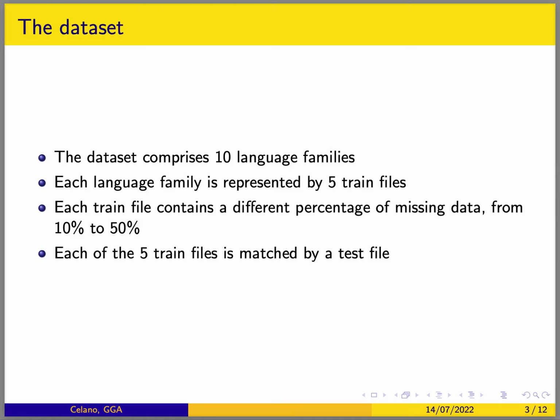The dataset comprises 10 language families. Each language family is represented by 5 training files because each of them contains a different percentage of missing data, from 10% to 50%. This repartition is meant to test the robustness of the models. Clearly, the more the missing data, the harder the task. Each of the 5 training files is matched by a test file with entries similar to the ones I showed you earlier.